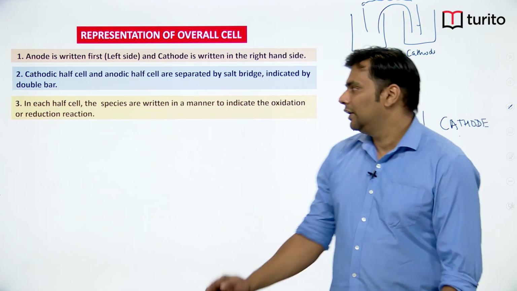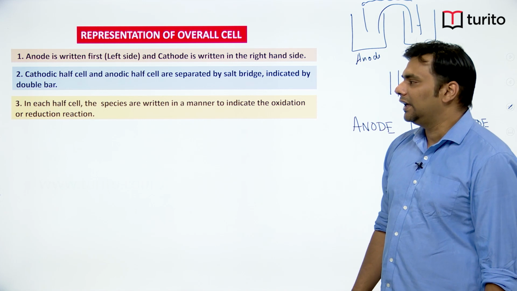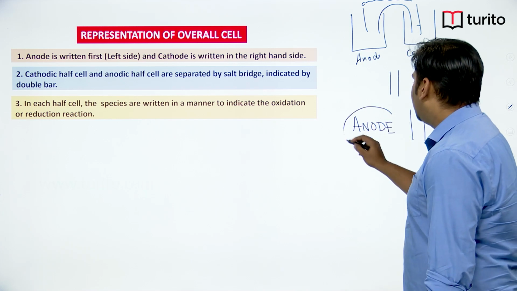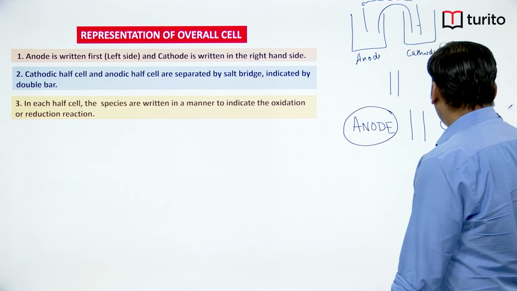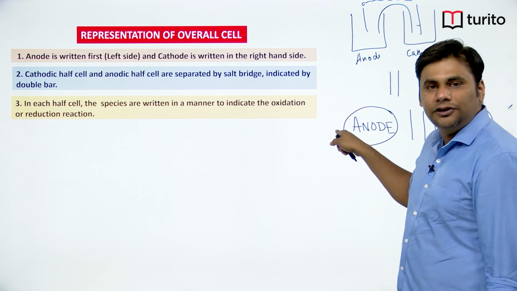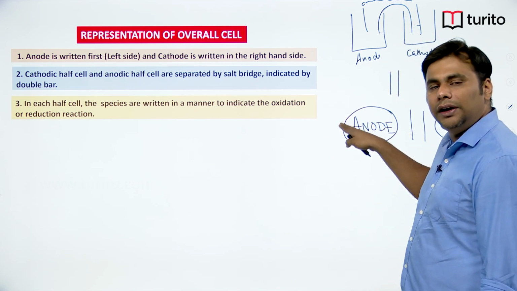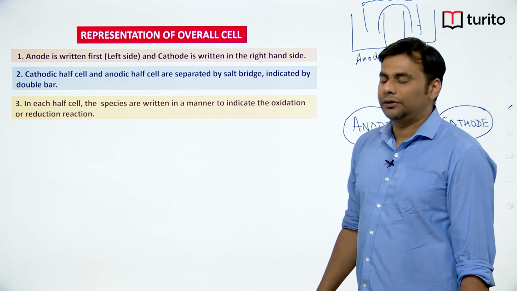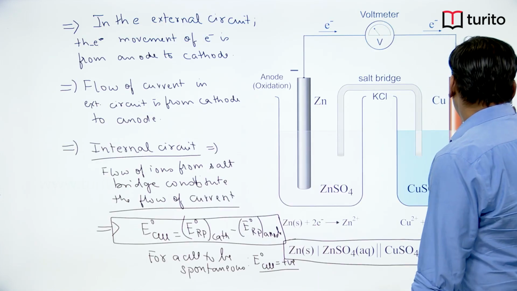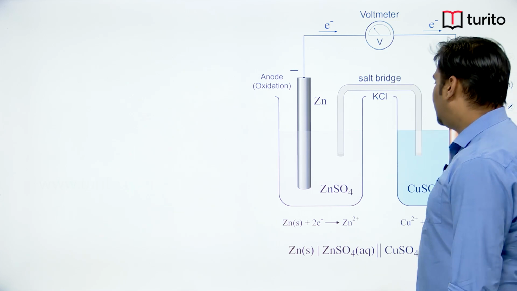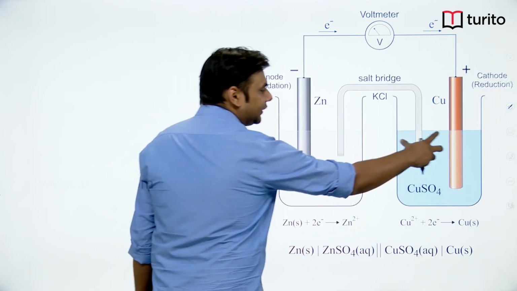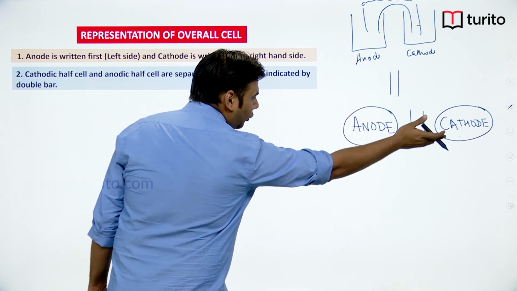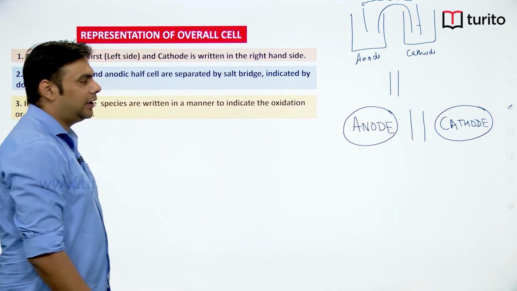In each half cell, the species are written in a manner to indicate the oxidation or reduction. In the anode, obviously oxidation is taking place, and in the cathode reduction is taking place. So we'll write the species in such a manner that we are able to understand that the species in the anode is undergoing oxidation and the species in the cathode is undergoing reduction. Just look at this one. This is your anodic half and this is your cathodic half. We have written anode first followed by cathode, and they are separated by a double bar.